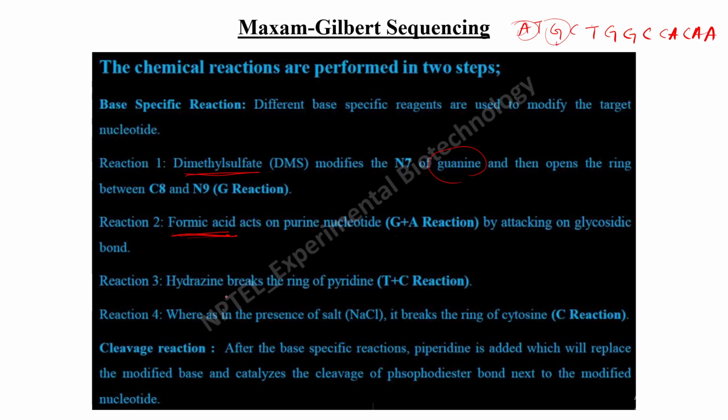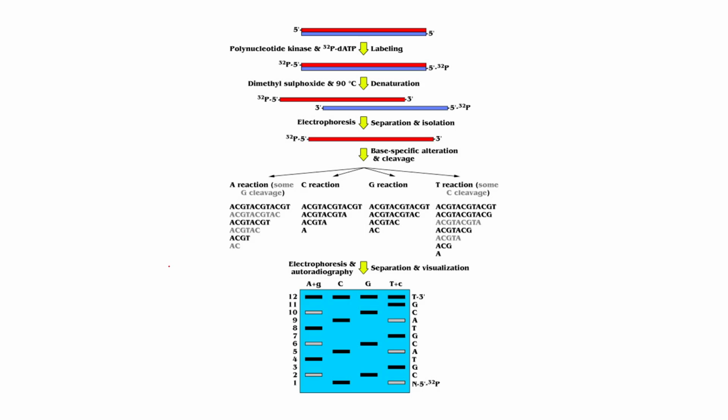Then the third reaction is with hydrazine. If we treat this DNA with hydrazine, it will break the pyrimidine ring. That means thymine and cytosine, wherever T and C are there, will get modified.